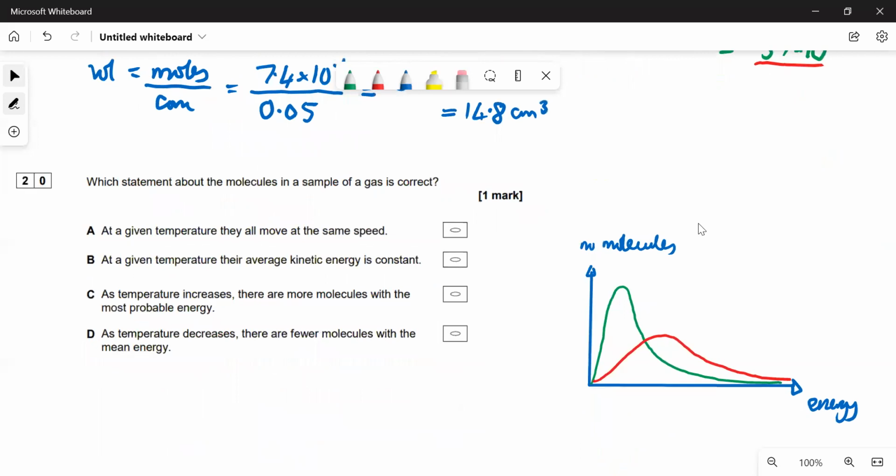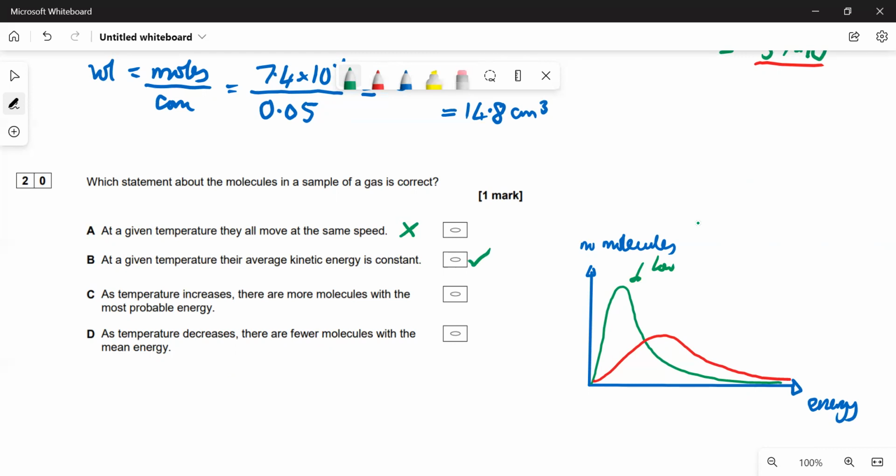Right, which statement about the molecules in a sample of gas is correct? Right, this is about the Boltzmann curve, so that's why I've sketched it over there on the right, and you can see that this green line is a low temperature, and the red is a higher temperature where the average energy of the molecules increases. Now, A, at a given temperature, all the molecules move at the same speed. That's definitely not right, okay? You get a distribution of speeds, don't you? B, at a given temperature, their average kinetic energy is constant. That's a funny way of putting it, but that is actually true, but it just seems a bit odd. That is the answer, but let's just check.